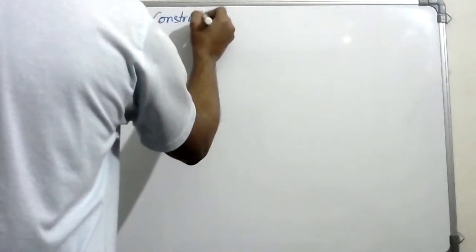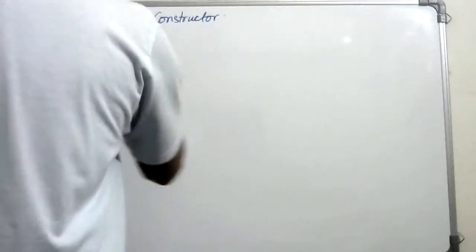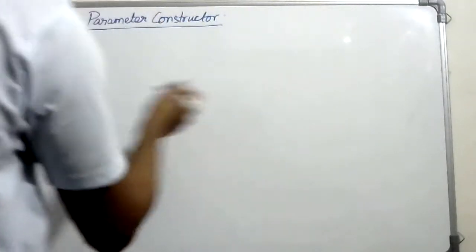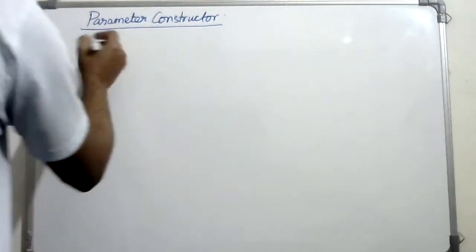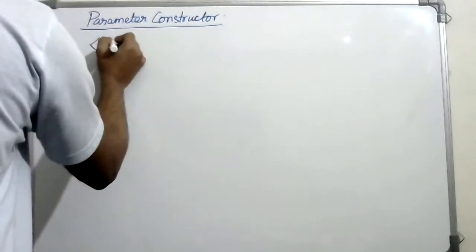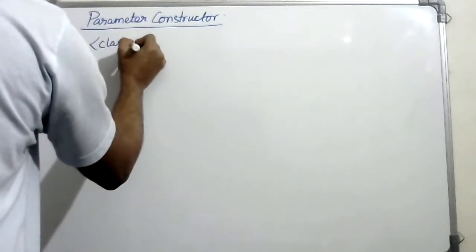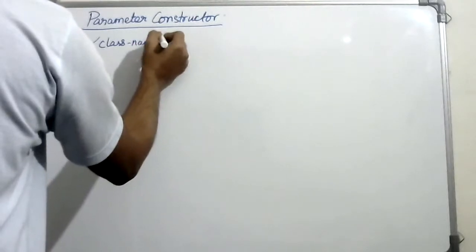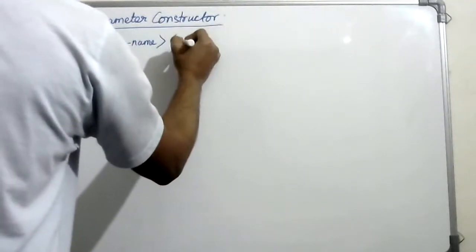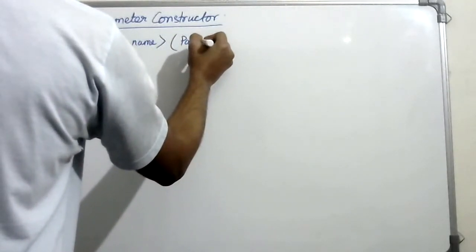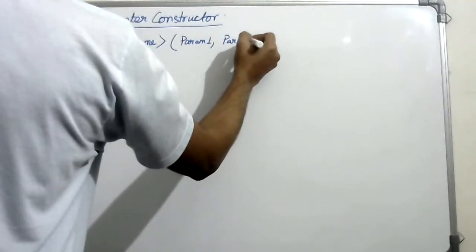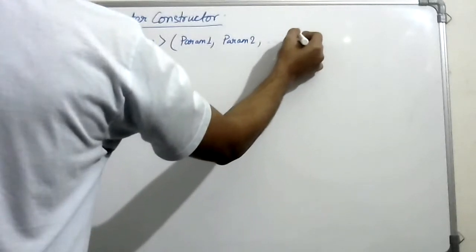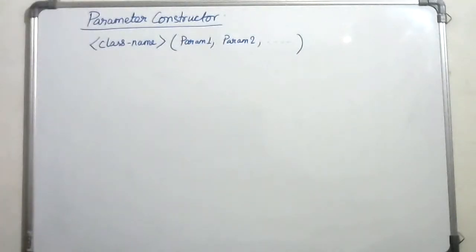So what is the general definition of a parameterized constructor? It will have a name, which is nothing but the class name. It will have certain parameters: parameter 1, parameter 2, and so on. It could have any number of parameters.